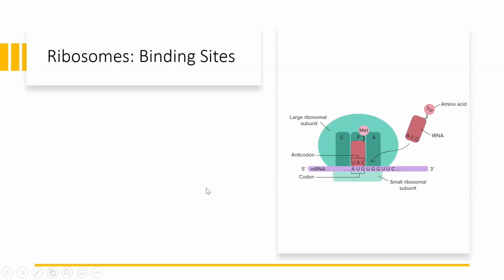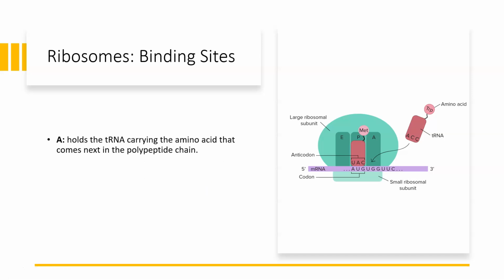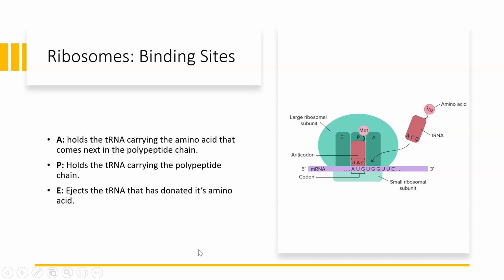Okay, so looking a bit closer at what we mean about these binding sites. Binding site A holds the tRNA carrying the amino acid that comes next into the polypeptide chain. So here it comes in and A is going to hold it. P holds the tRNA carrying the polypeptide chain. So P has the chain on it. And then E is the one that ejects the tRNA that has donated its amino acid to the chain.